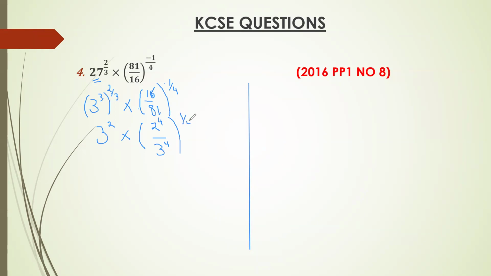Kumbuka kuna power nyingine hapa, so 3 power 2 hizi uta multiply kwa a quarter, so hii 2 power 4 uta times na a quarter. Okay, na hii 3 power 4 pia uta times na a quarter. Sawa, and which answer yako hapa itakupa 3 power 2 times 2, 4 times a quarter ni just power 1, na 4 times a quarter ni 3 power 1.